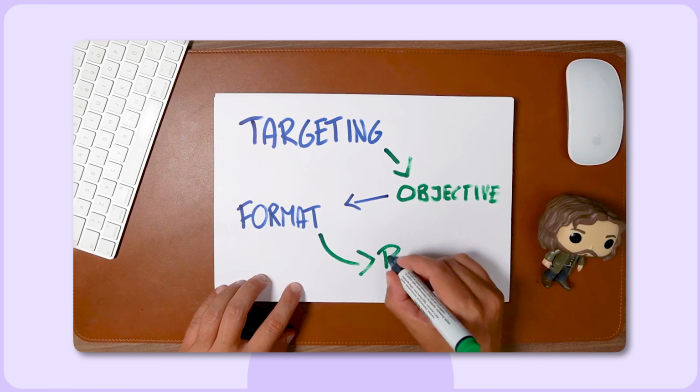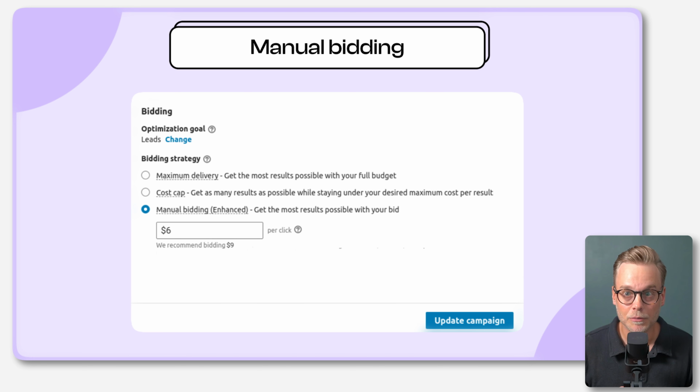And finally, decide on bidding. For almost everyone, I recommend doing manual bidding and setting your bid at 2/3 of LinkedIn's recommended bid. You will almost always see the same results, but at a much lower cost.